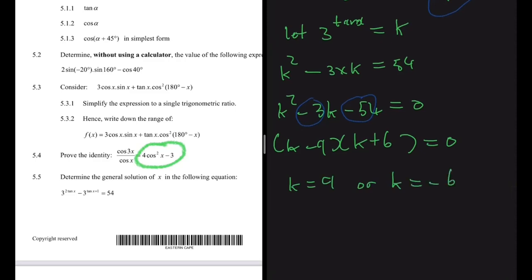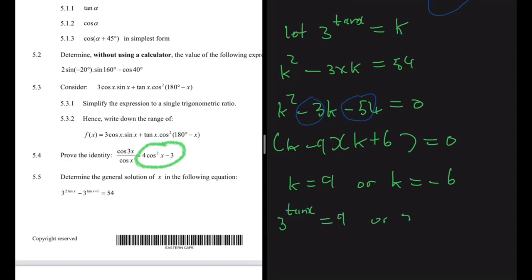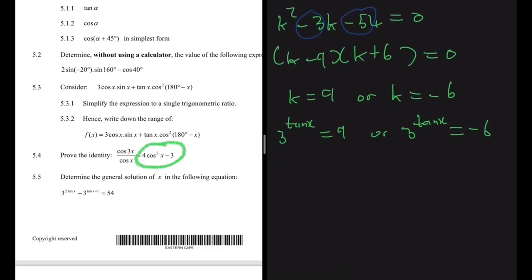But what is k? We know fully well that k is 3 to the tan of x, and we also have 3 to the tan of x on this side being equal to minus 6. This part falls away. It's wrong. It cannot be true. So we are only left dealing with that. So 3 to the tan of x will be equal to 3 squared. Now we drop the bases, right? So tan of x is equal to 2.